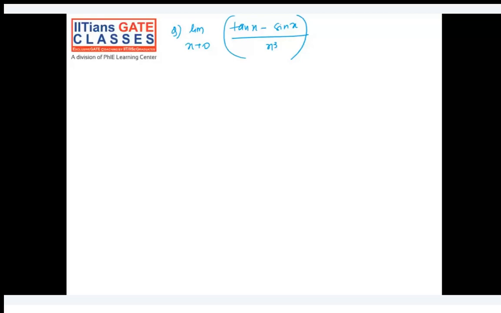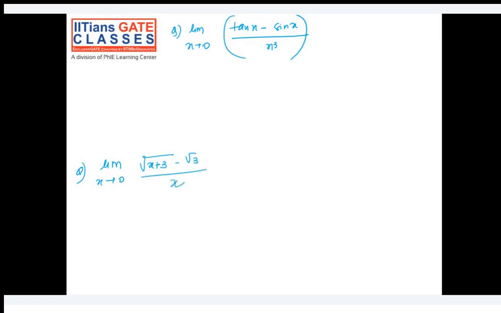And one more question I'll give. Limit x tends to 0, root of x plus 3 minus root 3 divided by x. Here, the hint is whenever you have under root terms, do the rationalization. Okay, you can write these notes if you want. Do rationalization whenever you have roots.